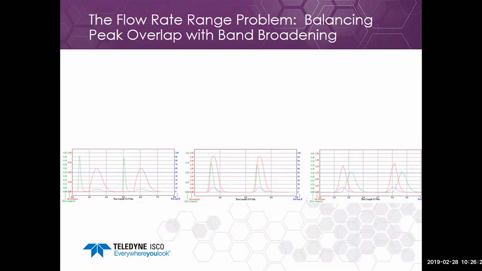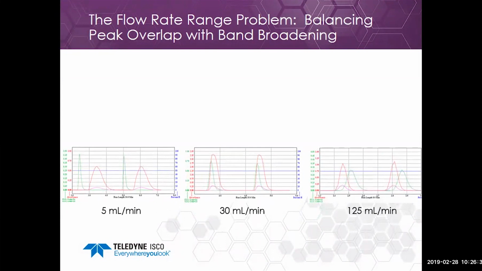there's a broad flow rate range. You're going from 1 to over 100 milliliters per minute, depending on your system. And you need to balance peak overlap with the band broadening of the compound in the UV spectra. So we've got three different flow rates here: 5 mL a minute, 30 mL a minute, and 125 mL a minute.